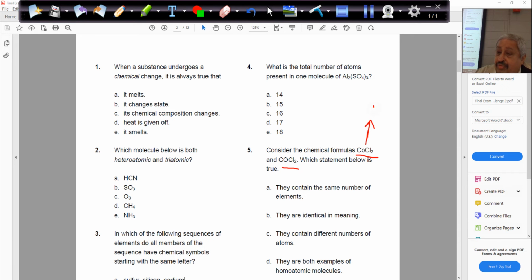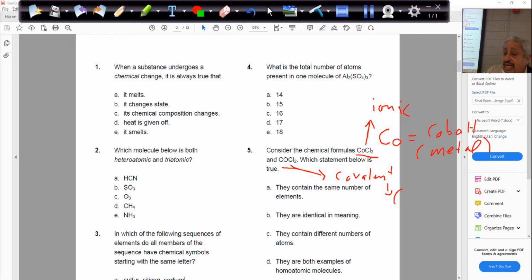This is ionic, guys. Why? Because CO, capital C, small o, that's cobalt. This is a metal. So this is ionic. How about this one here? This is covalent.